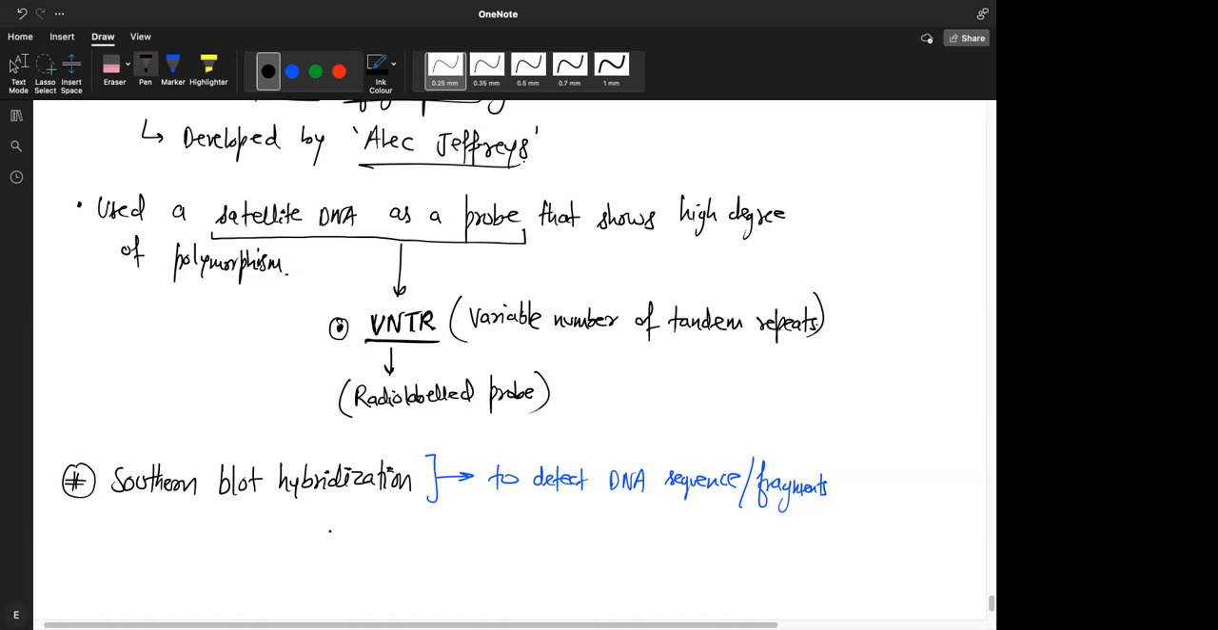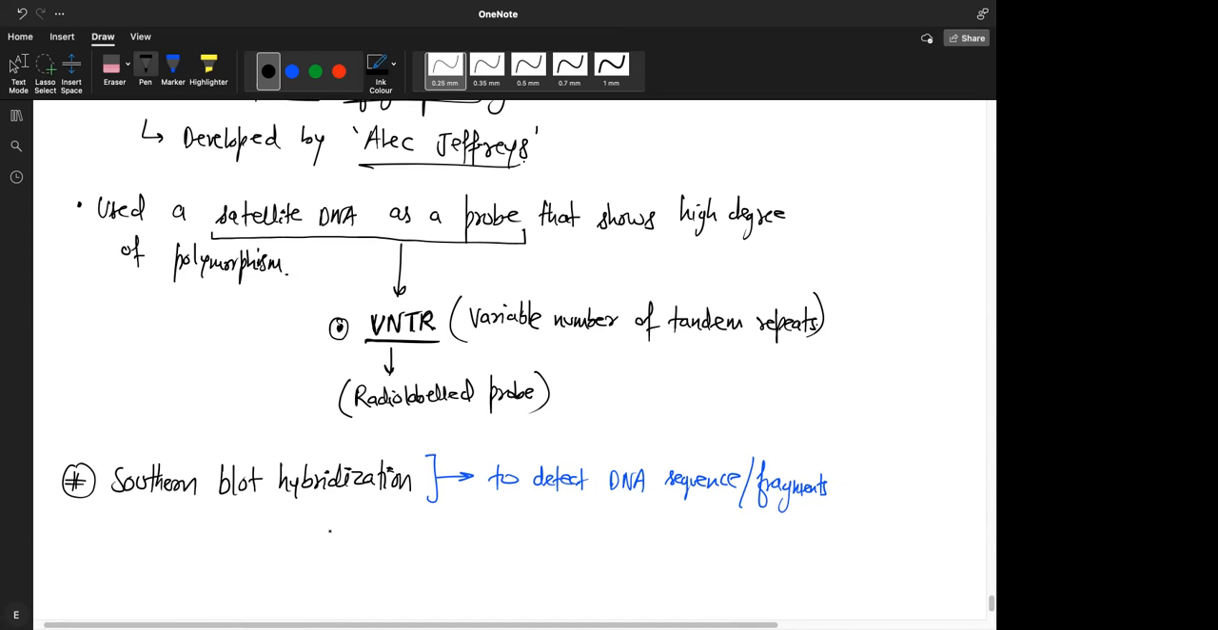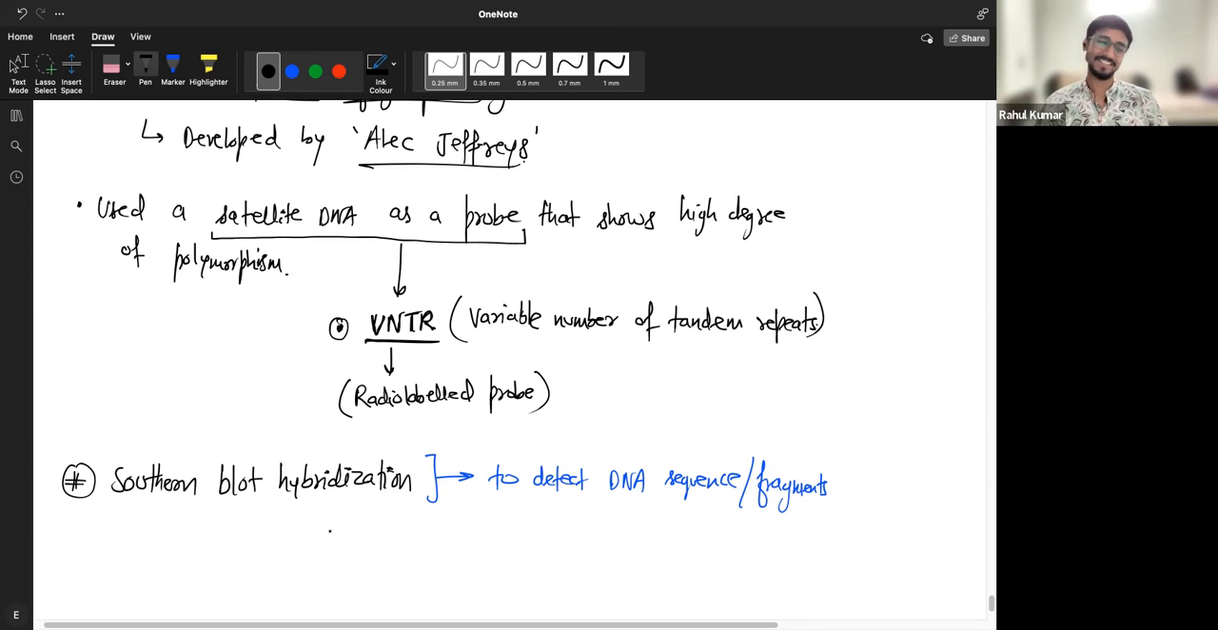But why west, not east? Probably because the Western countries developed it. I don't know. Probably because we call America the West, and we call Japan and India the East. So whatever Western culture, so Western blotting, probably. And because there is no fourth thing to detect, there's no Eastern blotting. DNA, RNA, and protein. So southern, northern, and western blot.